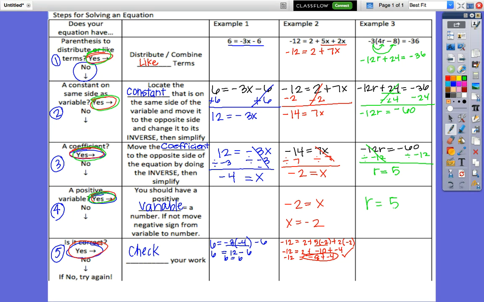Now, step 5 wants us to check to see if it's correct. So we're going to substitute our 5 for that r. Now, we're going to do parentheses first. So we've got 4 times 5, which gives me 20. We've still got work to do in the parentheses. 20 minus 8 gives me positive 12. Now we've got negative 3 times 12, which gives me negative 36, and negative 36 does equal negative 36. So our answer is correct.